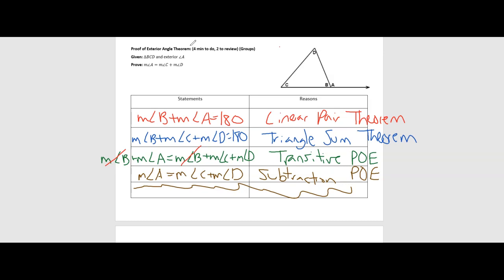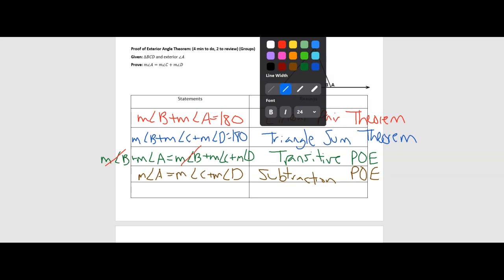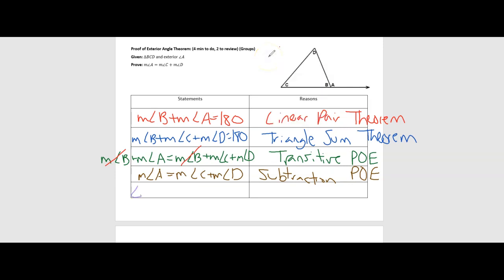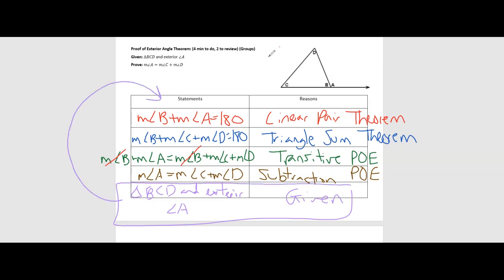If you wanted to, you could put the triangle BCD and exterior angle A and put that as given, as long as you had this at the very top of your proof, which would be fine. So I wouldn't mark it wrong. And to be fair, this would even be a little bit more formal of a proof.